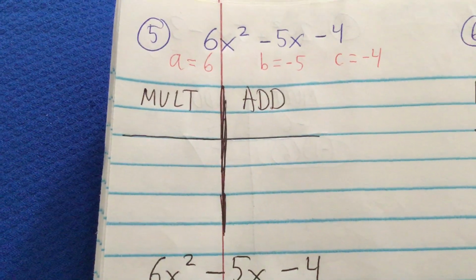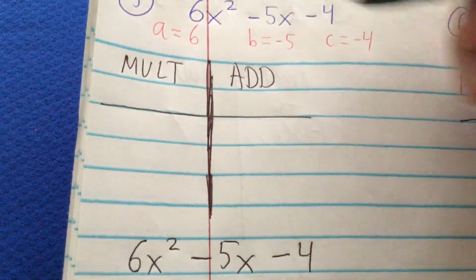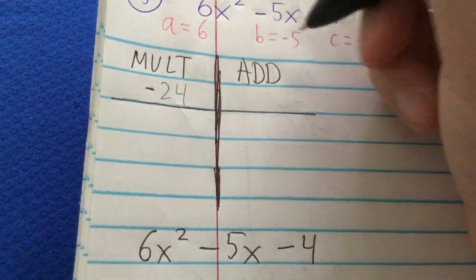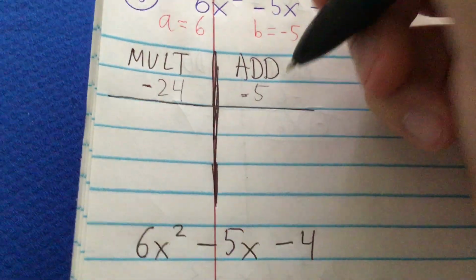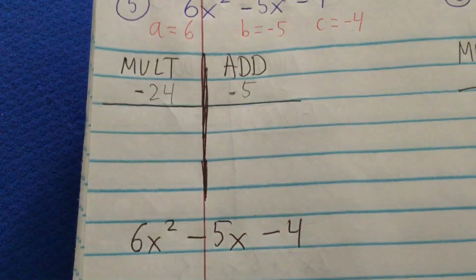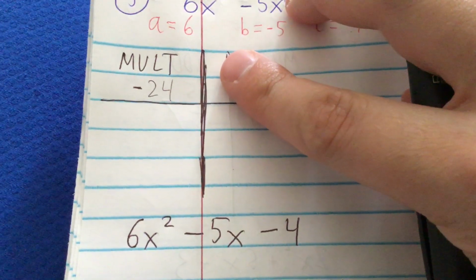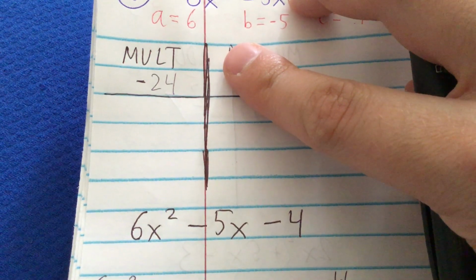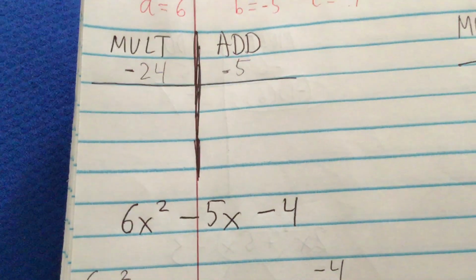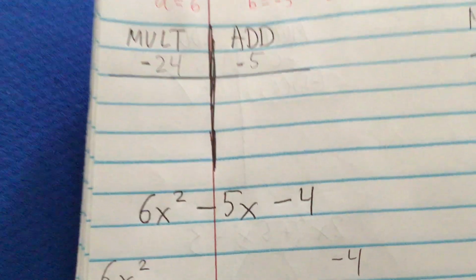So in this case, if I were to label out my AC, A times C, 6 times -4, my AC is -24, and my B is -5. Well, now I need to figure out what two numbers multiply to -24 and add to -5. So if I cover this part right here, I know that if I multiply to a -24, it needs to be a positive negative. But it adds to -5. So what does that tell me about the positive negative combination? The negative needs to be stronger than the positive.